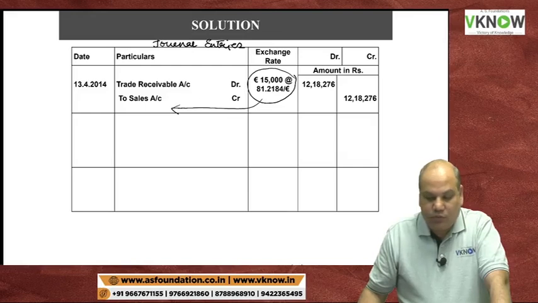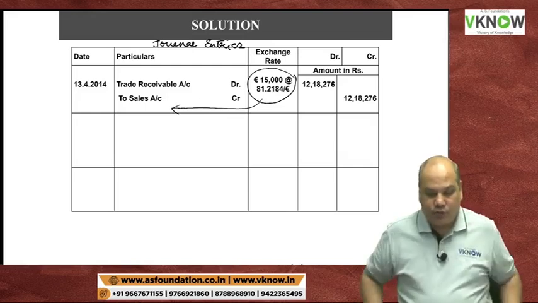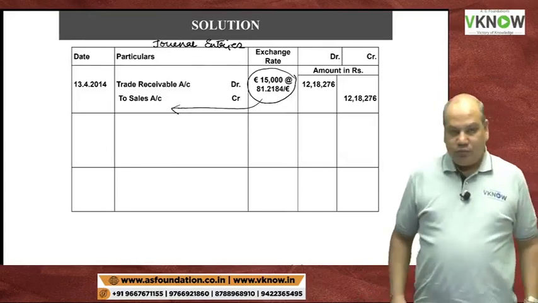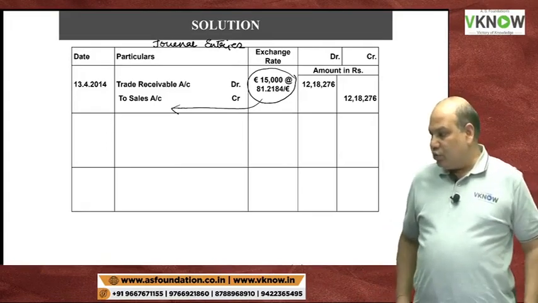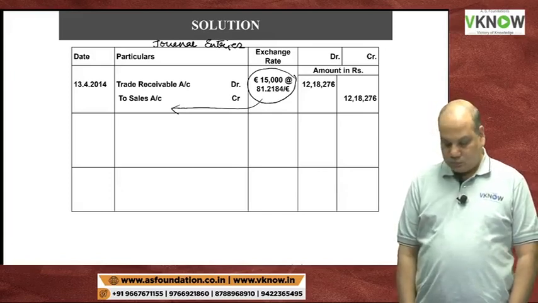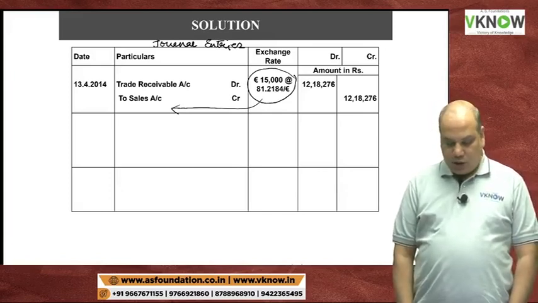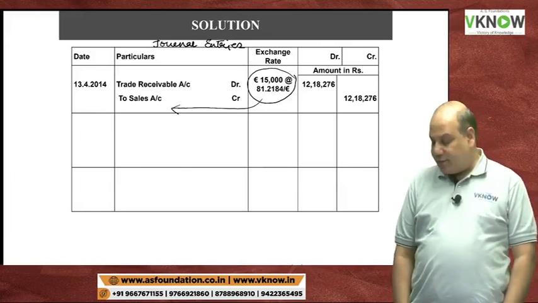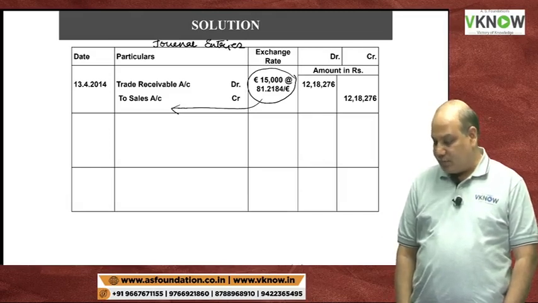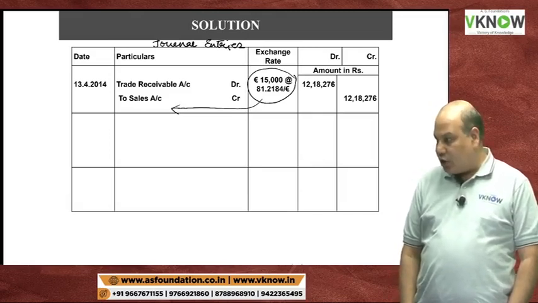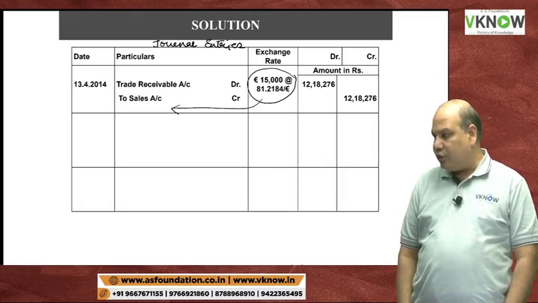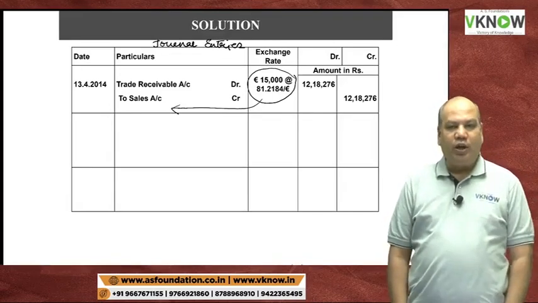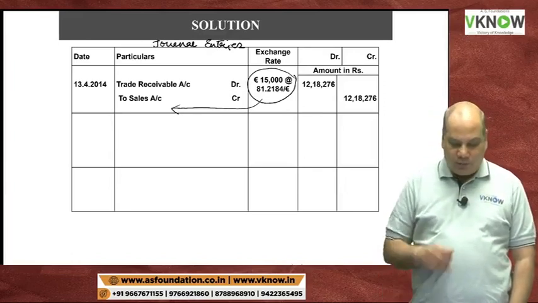Entry: write down 13th April 2014. Come on. Trade receivable account debit to sales account. Calculation must be presented in your answer: 15,000 into 81.2184. If you have already drawn the timeline, then no need to write the calculation again. Timeline is enough.